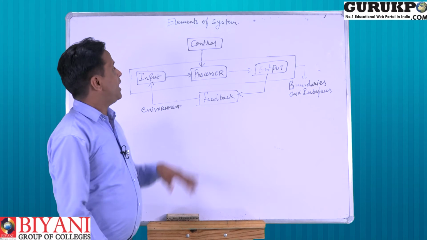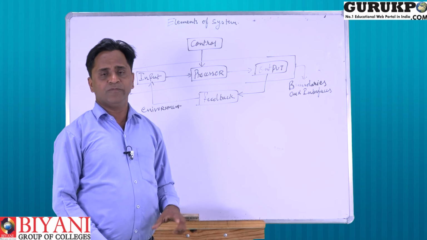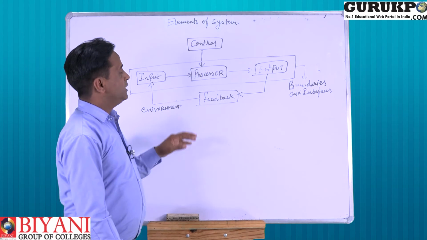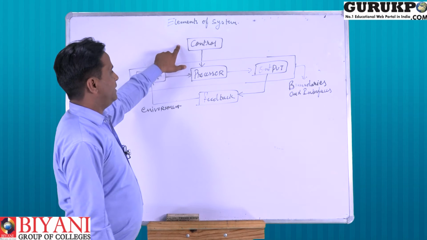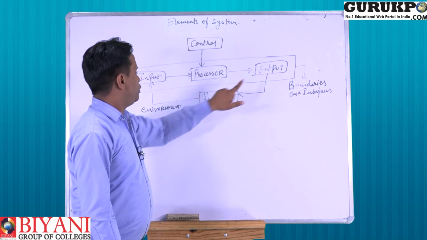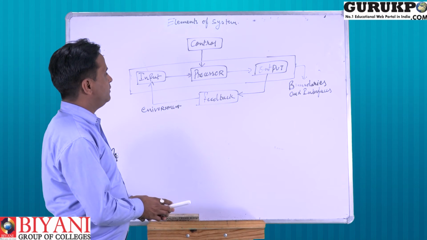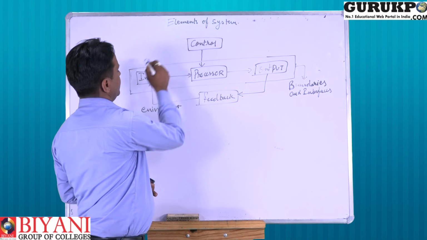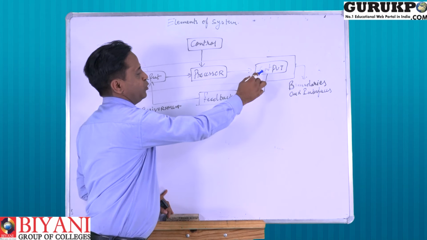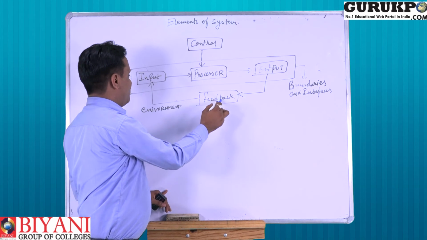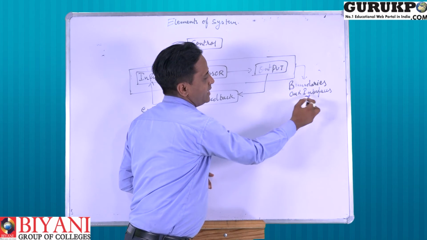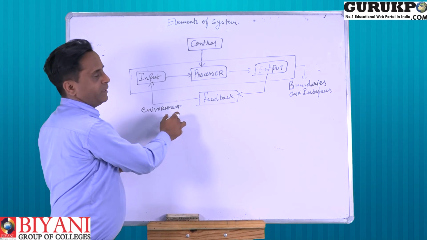Now we will discuss the elements of a system. Before, we discussed the system; now we will discuss the elements of a system. There is a diagram: control, input, processor, output, and feedback. First of all we have to see control, then input; data will be input, then data will be processed, then output, which goes to feedback and again to input. The main output goes to boundary and interfaces, and here is the environment.